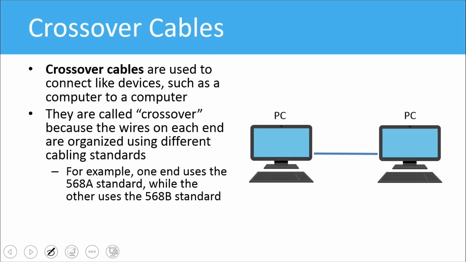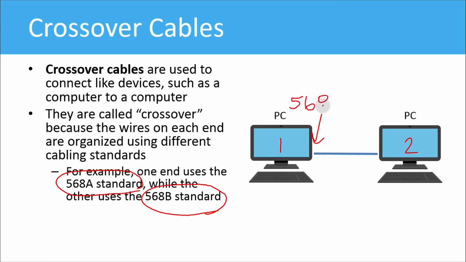In contrast, a crossover cable is called a crossover because of the fact that if you start one end with the 568A standard, it crosses over on the other end to the 568B standard. So let's say that this PC1 here, and we have PC2. Let's say that this Ethernet cable is terminated with the 568A standard, and then PC2 is connected, it is terminated with the B standard. Okay, we would use crossover cables to connect two like devices, like a computer to a computer.